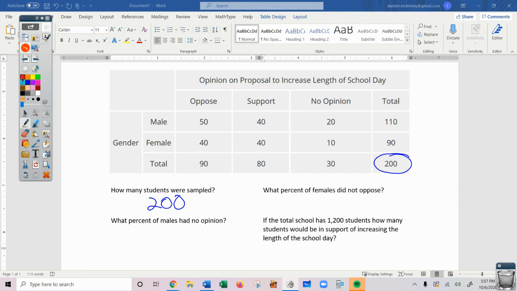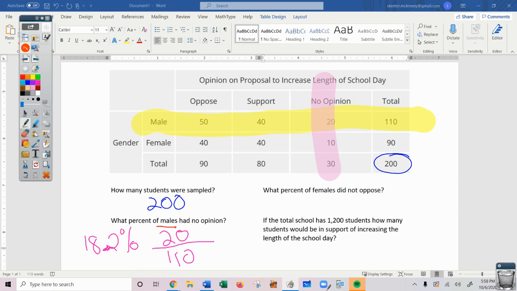How about what would we say for what percentage of males had no opinion at all? So if we want what percentage of males, we're going to our males column, which is 110, had no opinion at all. So no opinion at all is here. They overlap at 20. So when we do that 20 divided by 110, we get 18.2%, right? We need to make sure we round, and when we round correctly, we get 18.2%.